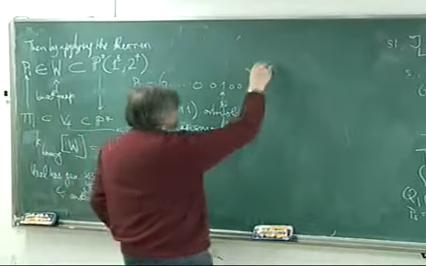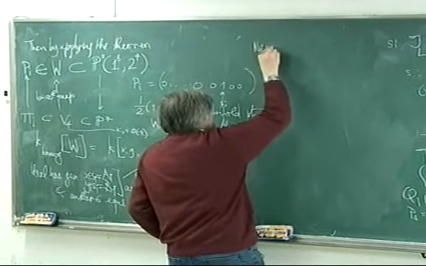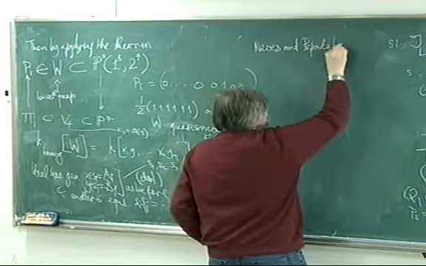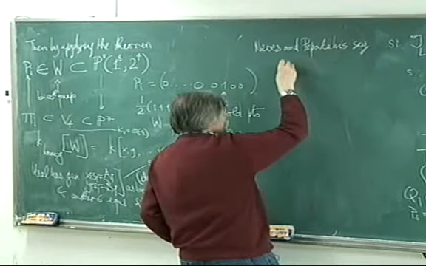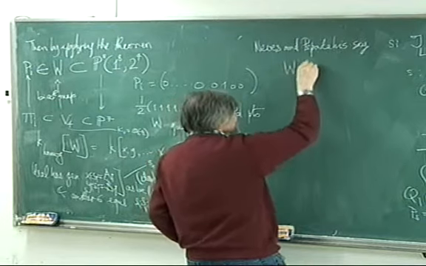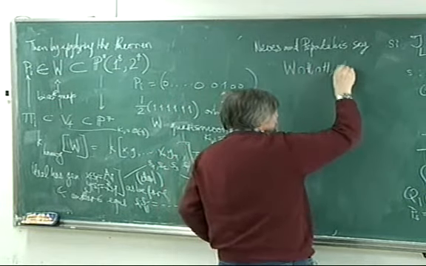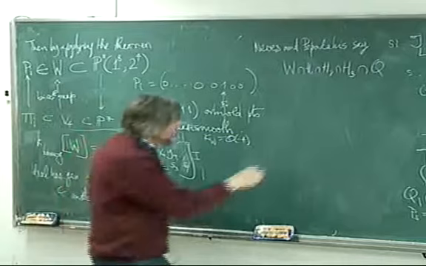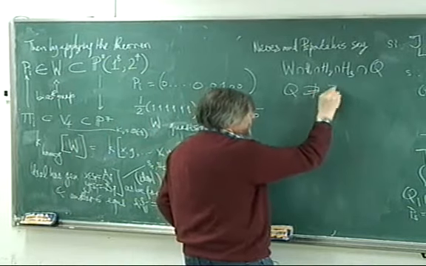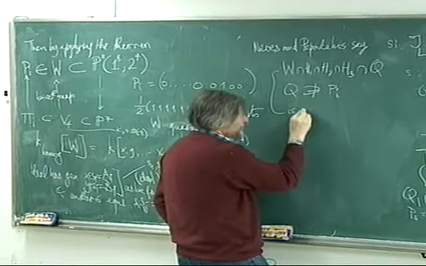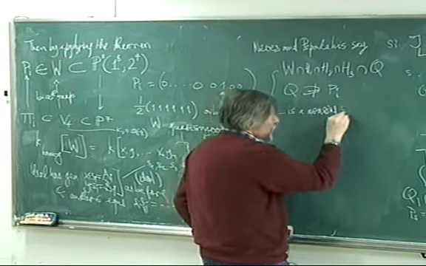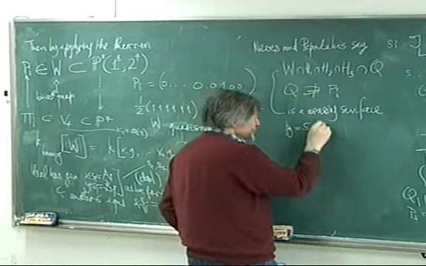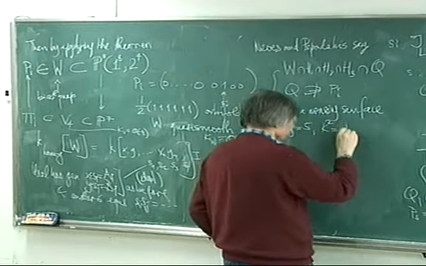Yes, and so what Papadakis and Neves want: now they say if I take this W, intersect H1, intersect H2, intersect H3, intersect Q, where Q does not pass through any of the pi i, this is a non-singular surface, and it has pg equals 5, and K squared equals 12.